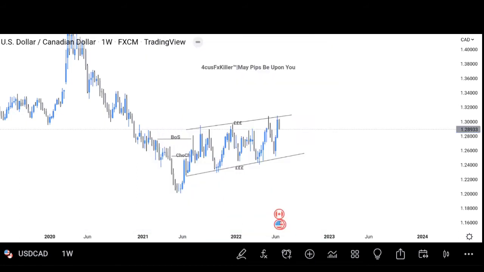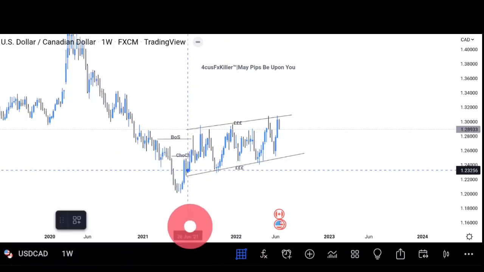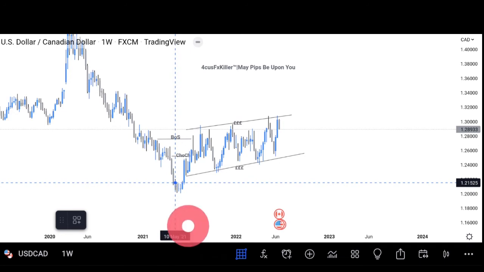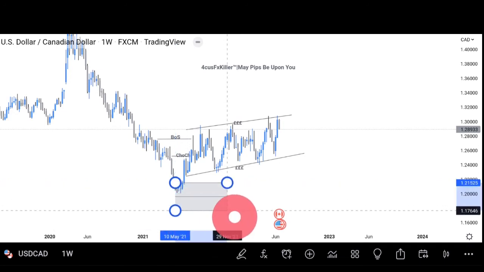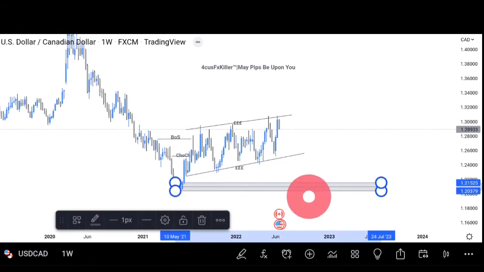Now, when a change of character occurs, it leaves behind a demand zone. If it's shifting from a bearish trend to a bullish trend, then change of character occurs, it leaves behind a demand zone. Now, where is our demand zone? Our demand zone or our bullish order block is somewhere around there. It's the last candle before that upward movement.